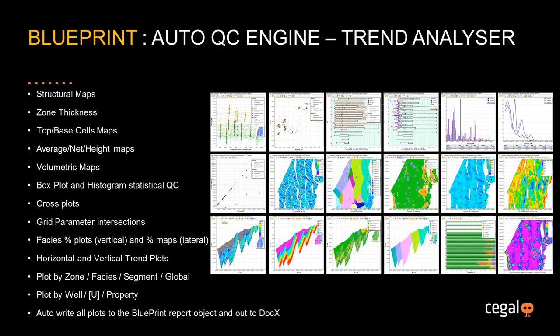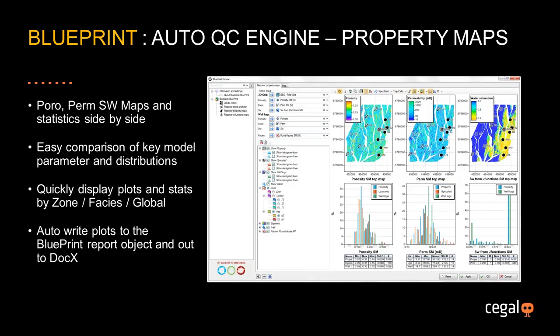Again, all of these plot examples that you can see here will be generated within a BluePrint report object in Petrel and then can of course be exported to a Word document at the end.